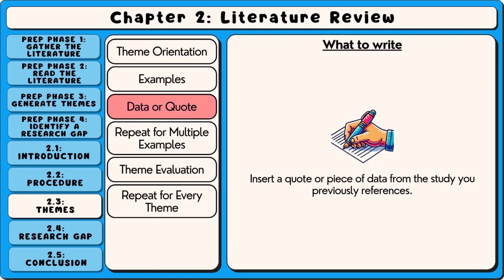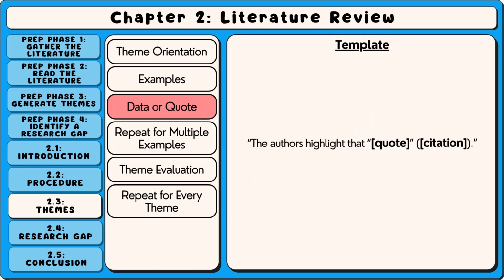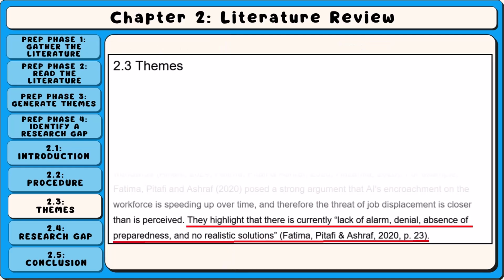The next step is to present data or a specific quote from within the article to demonstrate you have closely read the text. Here's a template. The authors highlight that, and then insert the quote. And then at the end of the quote, insert a citation. Here's an example from our sample thesis. It says, they highlight that there is currently, quote, lack of alarm, denial, absence of preparedness, and no realistic solution, end quote, insert citation.